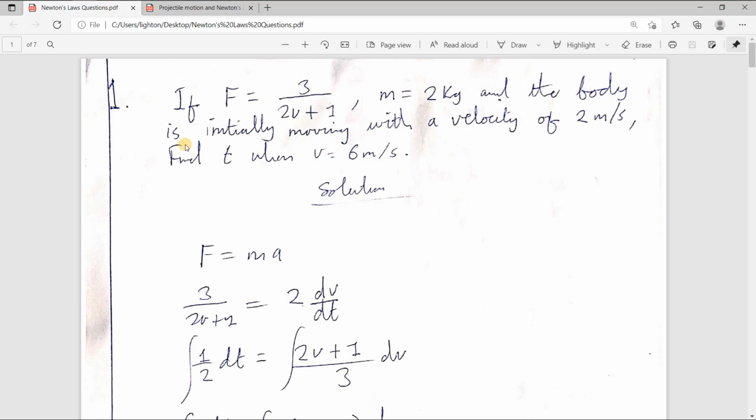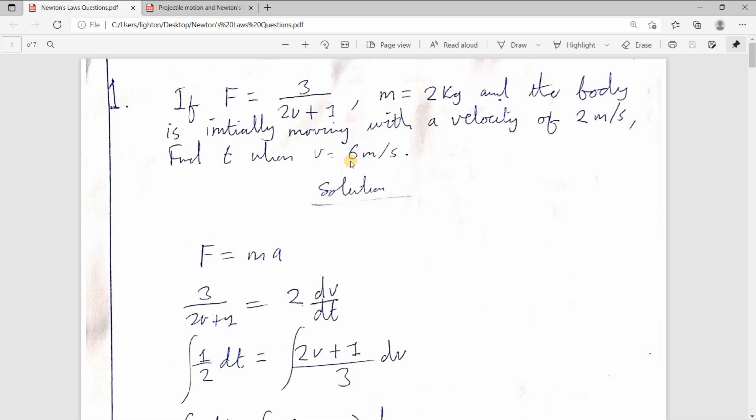And the body is initially moving with velocity 2 meters per second. So this is the initial velocity at t equals 0. Whenever you hear the word initially, then you must consider time as 0. So t is 0 and the object is moving with 2 meters per second. Now find t, the time when v is equal to 6 meters per second.